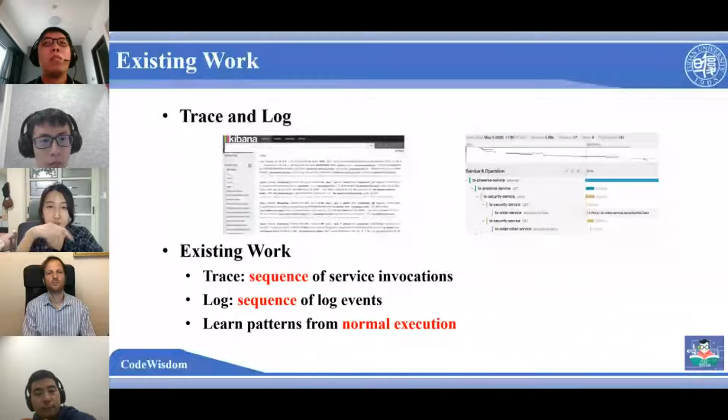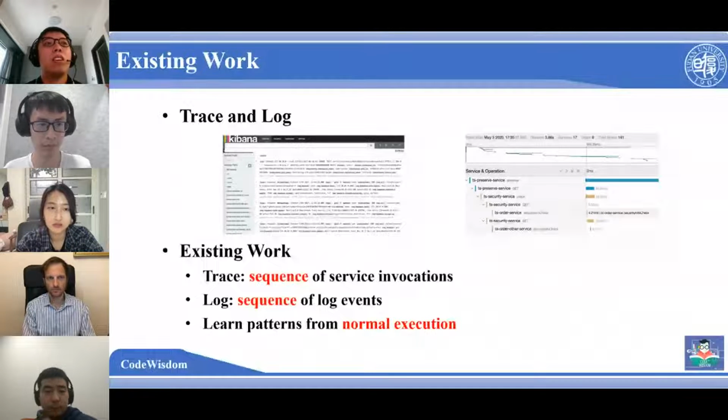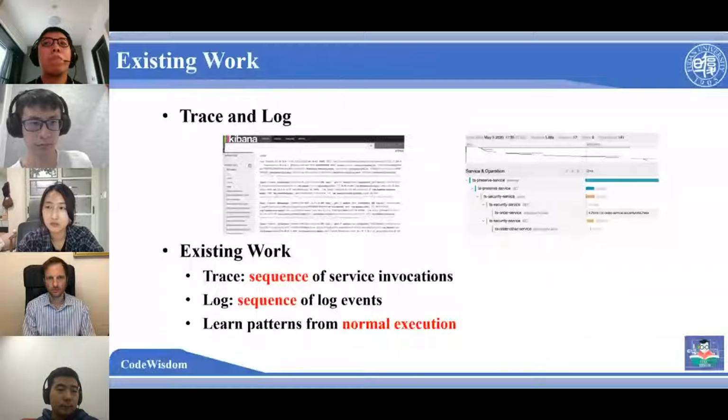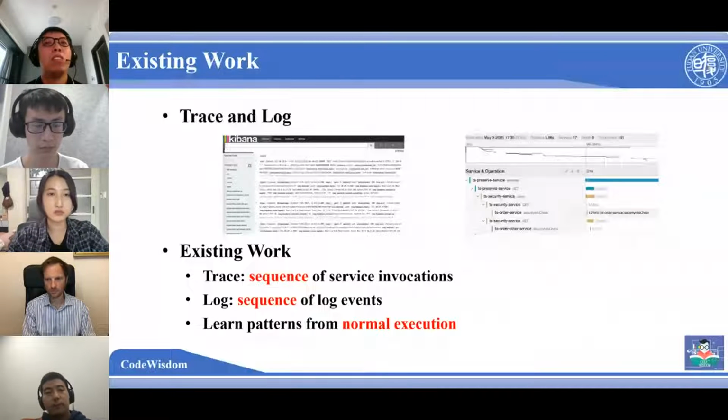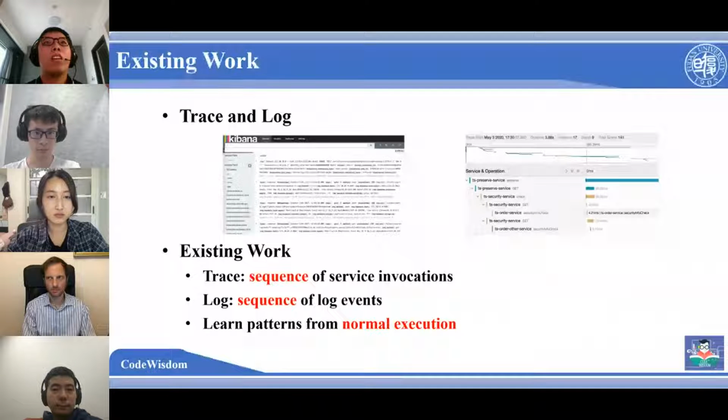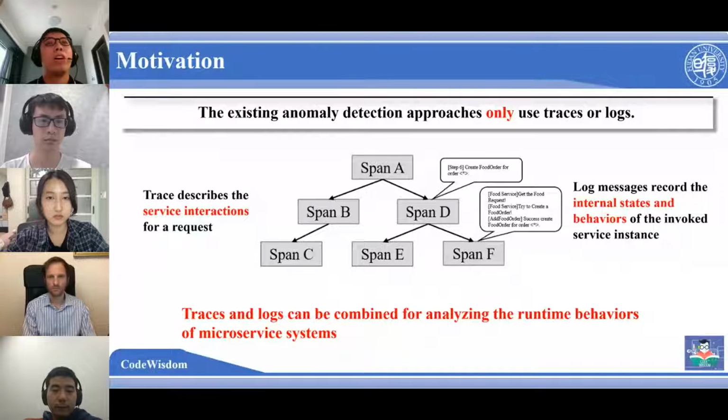The existing anomaly detection approaches treat a trace as a sequence of service invocations, and treat a log as a sequence of log events. And most of them use deep learning methods to learn patterns from the normal execution and detect anomalies. Although there exist some approaches, they do not handle the problem of microservice anomaly detection well.